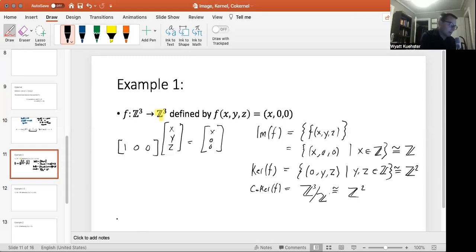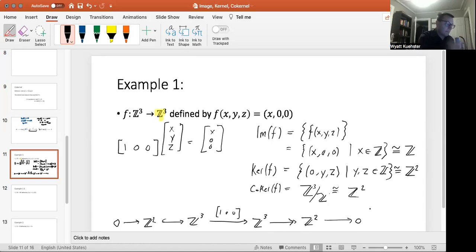And so if we write down our little series of maps, we have our injective one from the kernel to the domain. And then this is the map we started with. It's like the matrix 1, 0, 0 with Z coefficients. And it goes to the codomain, which is Z^3. And then we have this surjective map to Z^2. And that's the cokernel.